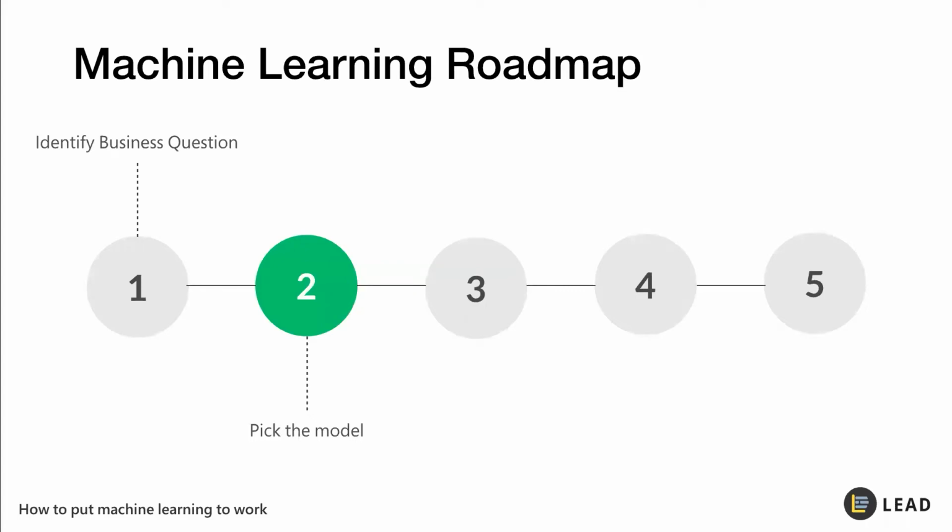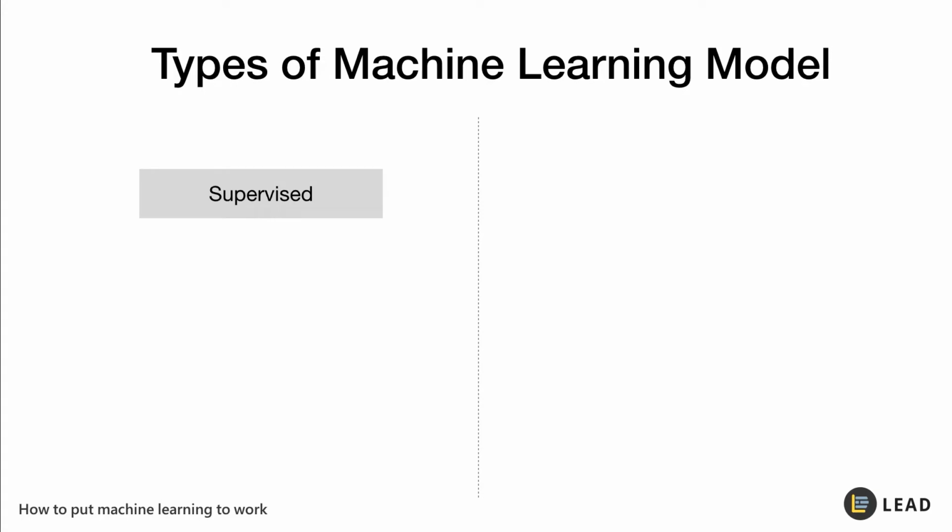A second thing is pick the model. In machine learning, we have tons of models, right? Everybody will tell you you can use k nearest neighbor, you can use decision trees, you should use regression this, regression that. But I'm going to give you something very simple to follow. We can use it to split most of the machine learning models into two types.